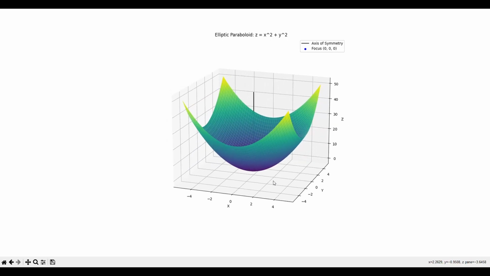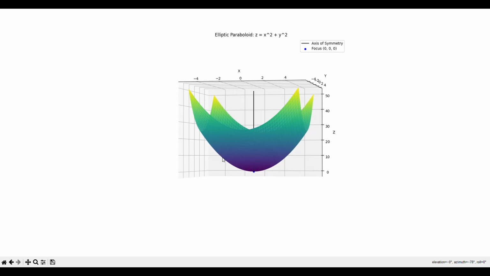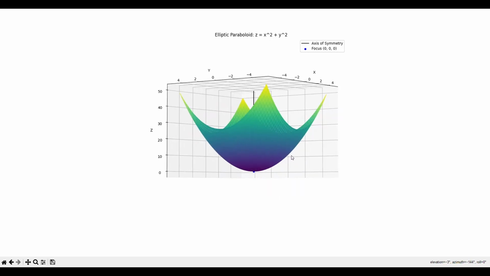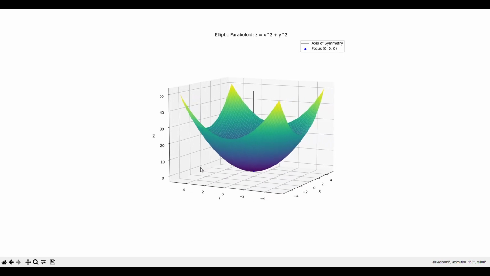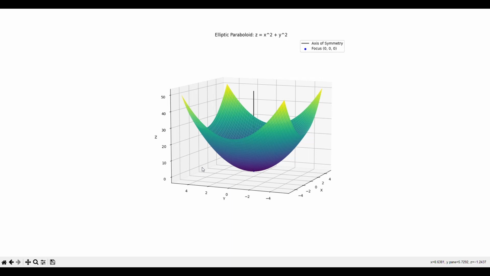The paraboloid exhibits symmetry about the z-axis, which is evident from the shape of the plot. This symmetry arises from the fact that the equation only involves the squares of x and y, resulting in rotational symmetry around the z-axis. The focus of the paraboloid is located at the origin 0, 0, 0. This is the lowest point of the paraboloid, where z has its minimum value. The axis of symmetry corresponds to the z-axis and runs through the center of the paraboloid.